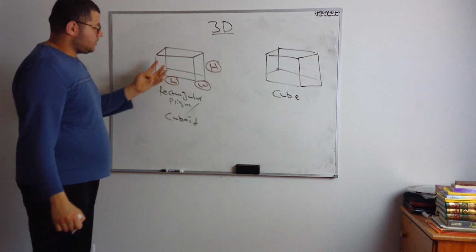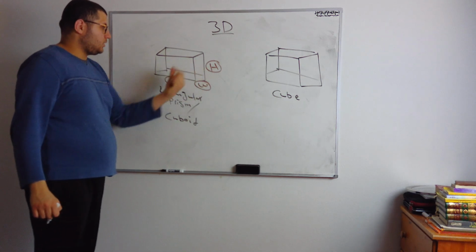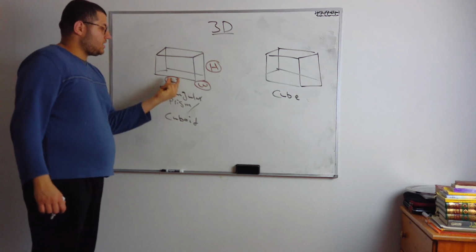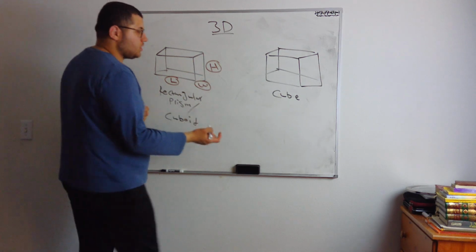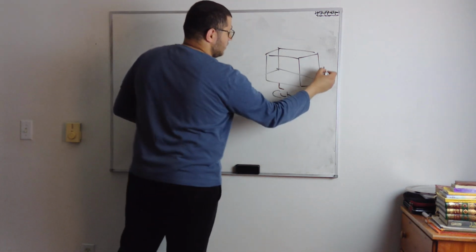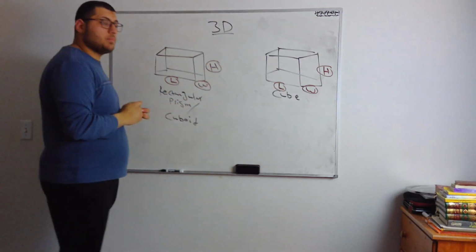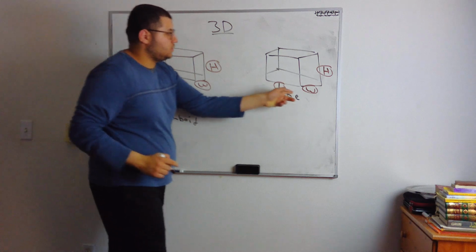W the width, and they have a height, H. These kind of shapes, the 3D shapes, have length, width, and height. We call the rectangular prism a 3D shape because it has a length, a width, and a height. Same with the cube. We call them 3D because they have 3 dimensions. 1, 2, 3.